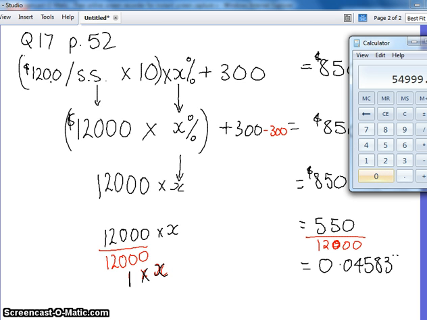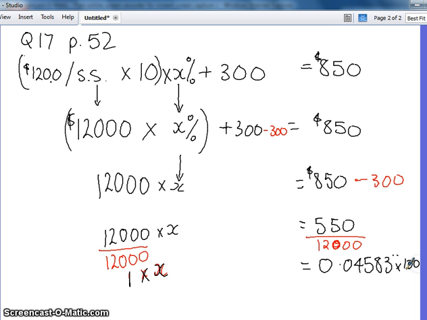You can always check it. Then divide that by 100 because it's 4.58%. That gives you $549.60, which is what you want. So you times that by 100, which gives you 4.58% commission.